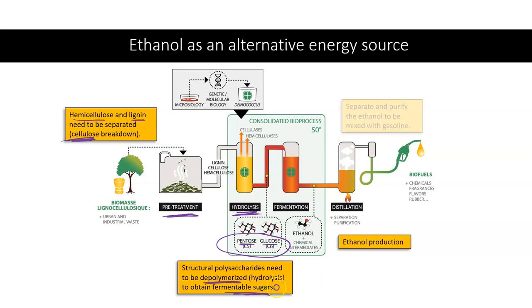So ethanol is produced, and then we have to separate and purify the ethanol to be mixed or cut with the gasoline, which is obviously still a fossil fuel. But by adding biofuels into the straight gasoline, we are actually able to decrease the amount of gasoline that we're burning per tank of gas, which hopefully makes a big impact long term.